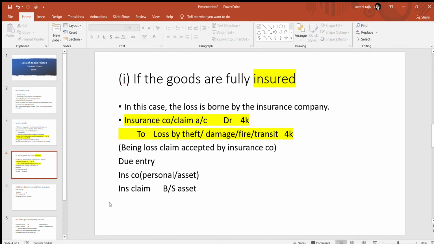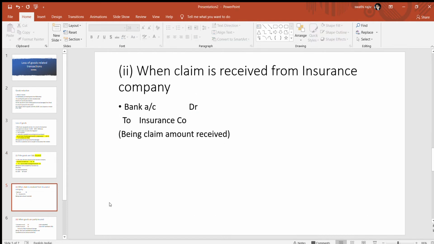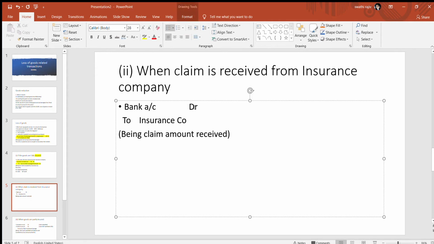Now the next one is when the claim is received. At last, the insurance company has checked, they are very satisfied with whatever documents you have shown. They know you have not fabricated the story, and at the end of it, they will pay you. So what is the entry? Bank, an asset is increasing, hence bank account debit, to insurance company, who is paying the amount. And what is the amount? 4K. The insurance company will pay 4,000.